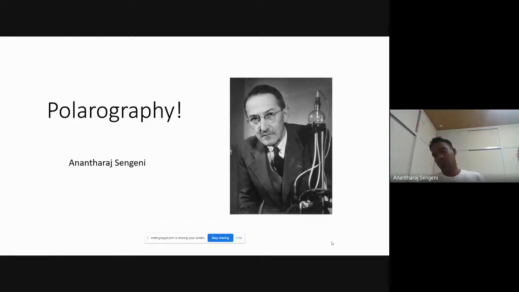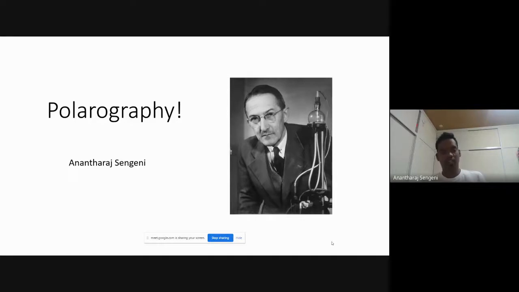polarography paved the way to develop advanced voltammetric techniques like square wave voltammetry and DPV, differential pulse voltammetry, and there are so many other advanced voltammetric techniques which basically avoid the issues that are commonly faced in simple voltammetry, like transient LSV and CV. So we'll see one by one, and it is very important to understand polarography first in order to understand all these advanced voltammetric techniques.